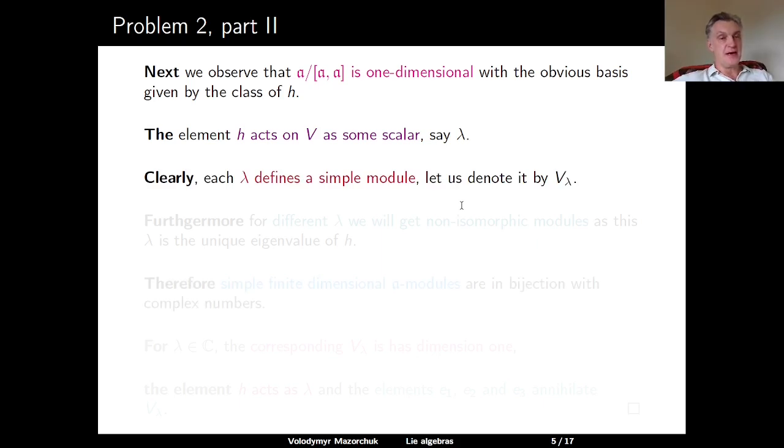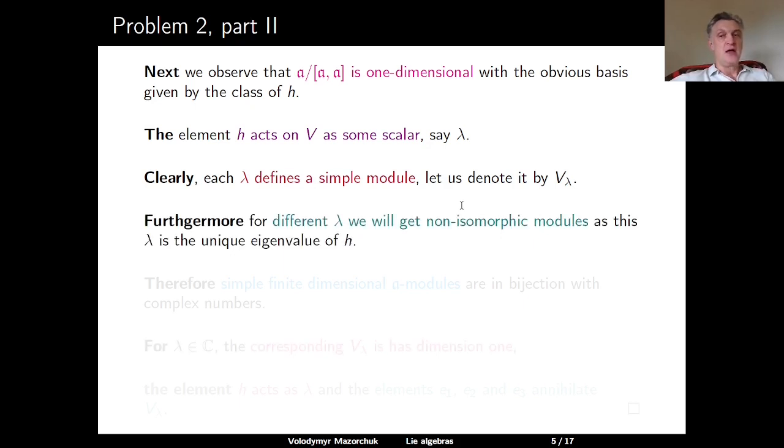Clearly, each scalar lambda defines a simple module. So if you take a one-dimensional vector space and we say that H acts on it as lambda and E1, E2, and E3 act on it as 0, this of course defines a one-dimensional A-module, which we denote by V lambda. Two such modules are isomorphic if and only if the corresponding parameters lambda are the same. For different lambda, we will get non-isomorphic modules, because lambda is the eigenvalue of H, and in isomorphic modules the eigenvalues should be the same.